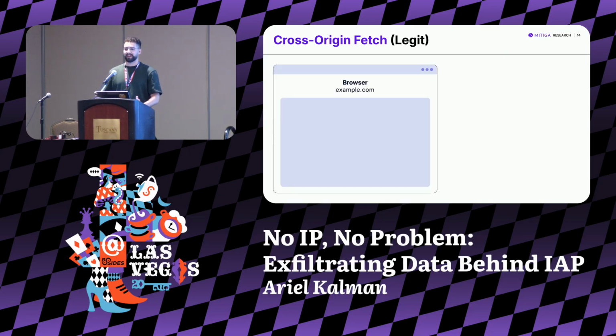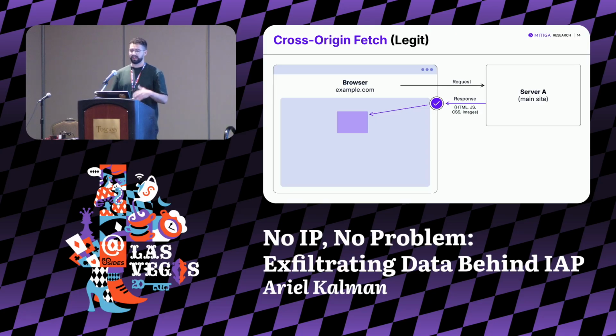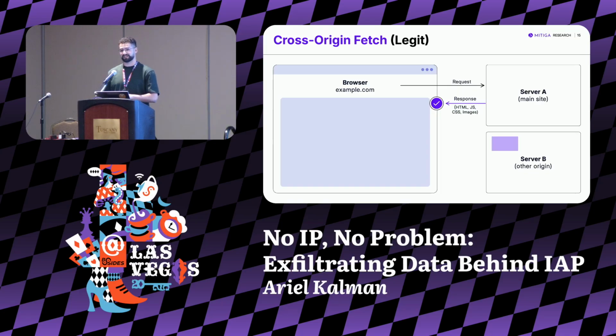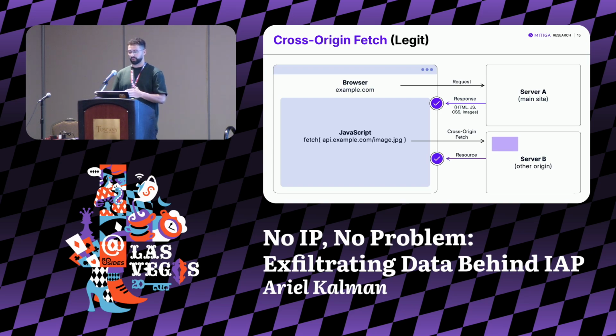So what usually happens when a user accesses a web page is that he sends a request to the application and gets back the response: HTML, JavaScript, CSS, and images. And sometimes, some of these resources are hosted on a different server on the internet. So to fetch these resources, JavaScript has a built-in function called fetch that fetches resources from a different server. It basically sends another request, cross-origin, to that server asking for that resource.